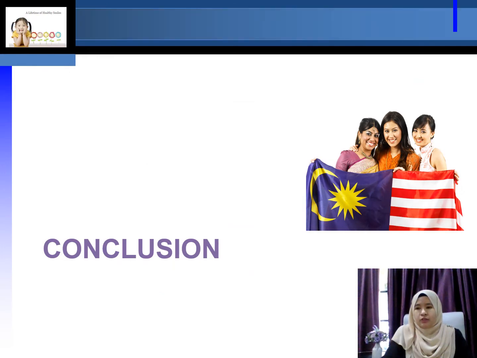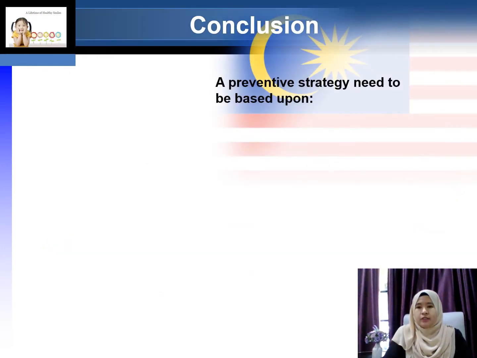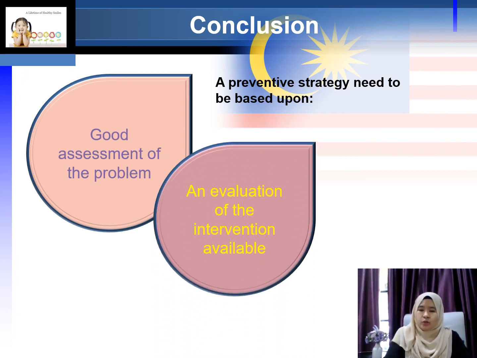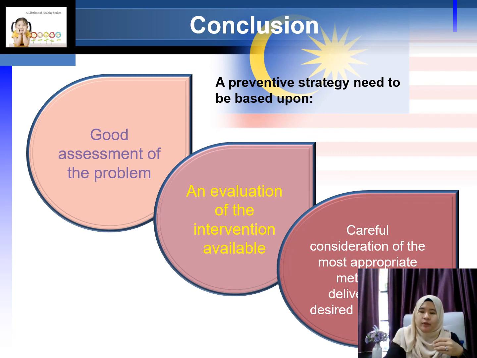So as for the conclusion, okay, the preventive strategy needs to be based on a good assessment of the problem. Yes, because before we do any kind of strategy, we have to assess what our problem is, okay. And evaluation of the interventions is available, okay, and we have to give careful consideration to the most appropriate method for delivering the desired intervention.